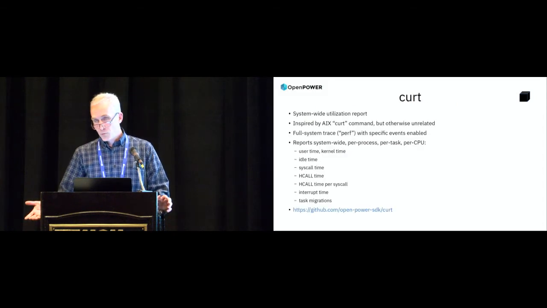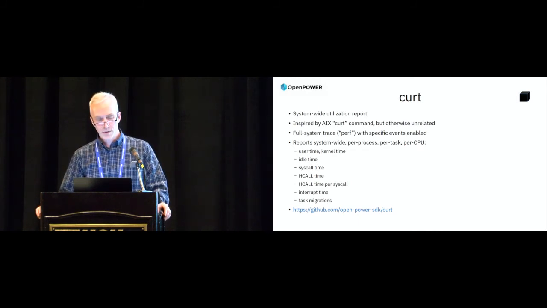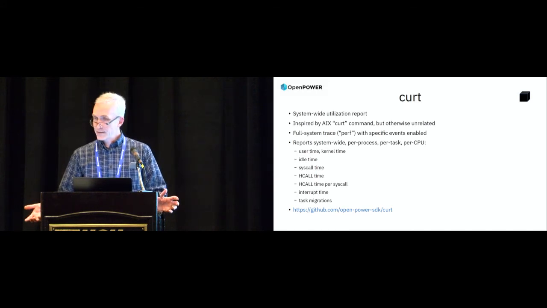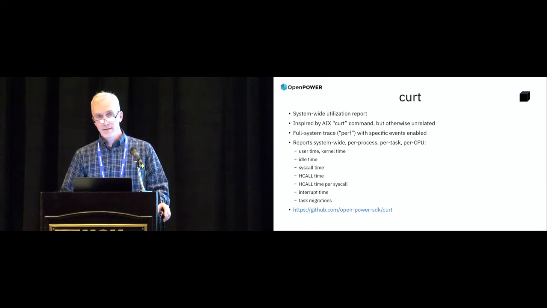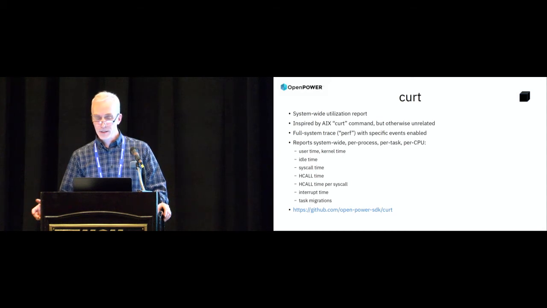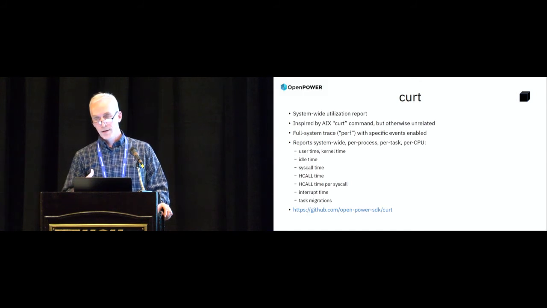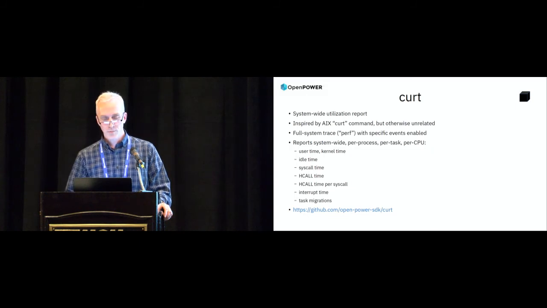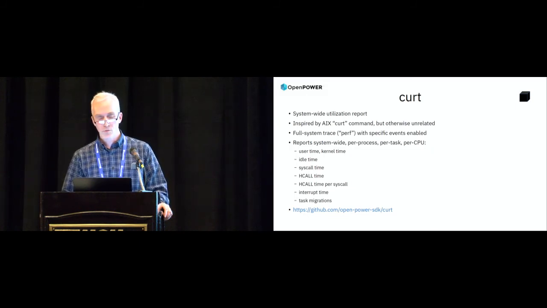Speaking of tools that were released in the last few days, this tool was also released in the last few days, also at that GitHub organization. If you're familiar with AIX, AIX has a command called CURT. It is a utilization reporting tool. We took that idea and re-implemented it in Python to run under the perf command. So you can collect a series of perf events and then run the perf script command against that with this Python script and get all kinds of information about utilization.